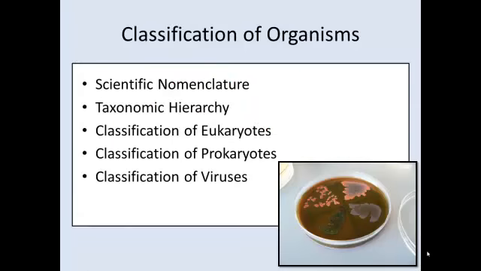Now on to classification of all of these organisms. We're going to talk briefly about scientific nomenclature, just to remind you of how it's set up. Then we're going to talk about taxonomic hierarchy. Then we're going to talk about classification of eukaryotes, classification of prokaryotes, and classification of viruses.